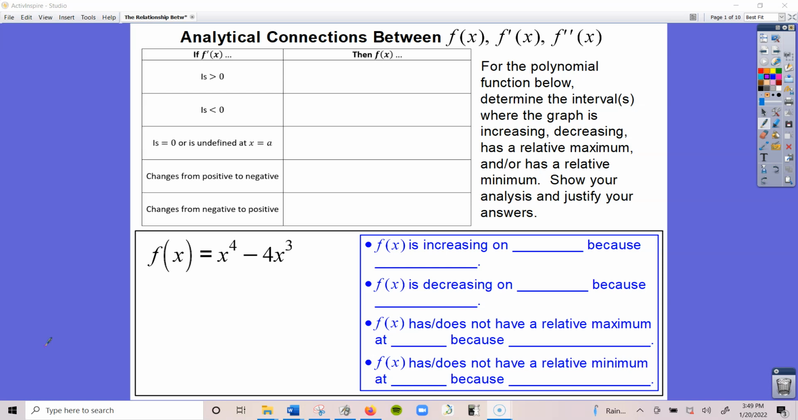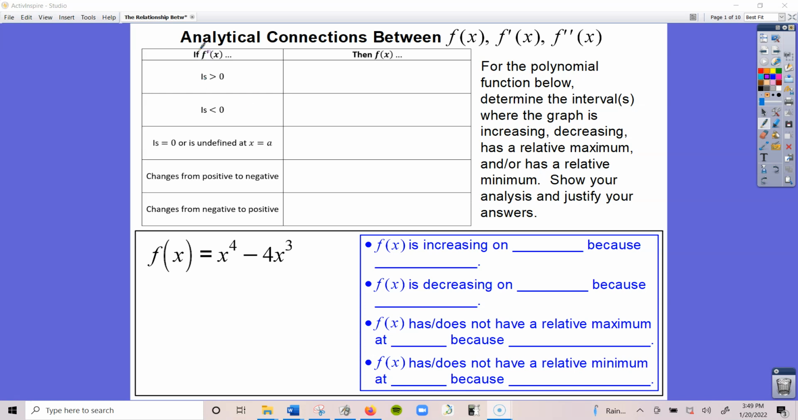Hey guys, today we're going to learn about the relationship between a function, its first derivative, and now we're going to introduce the second derivative. First, let's review some of these relationships between the first derivative and its function.